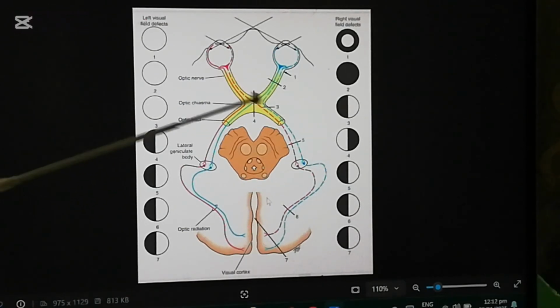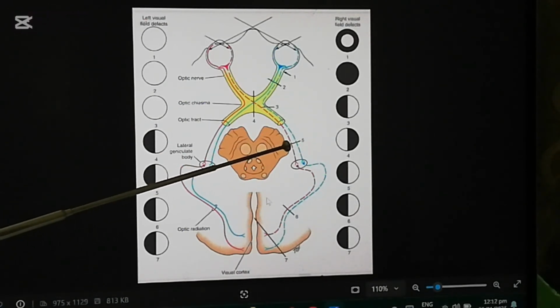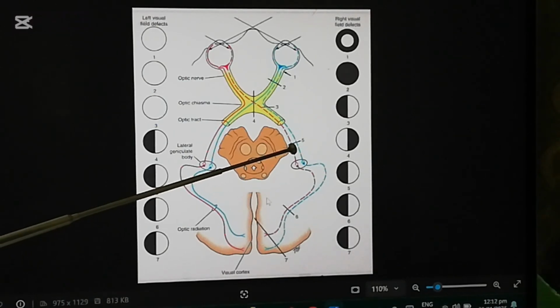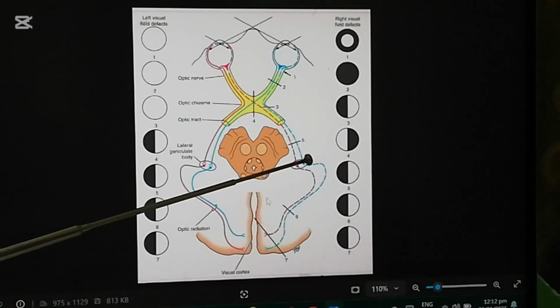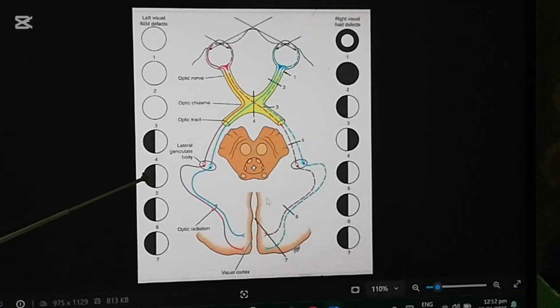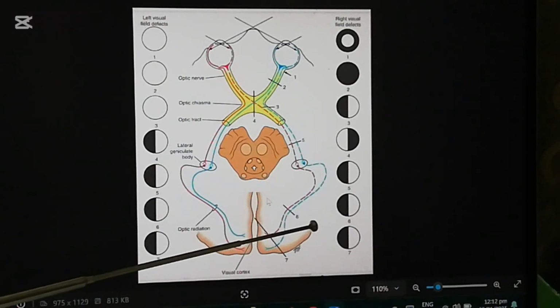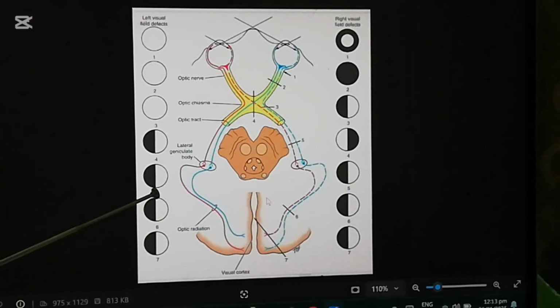Now, if there is a section in this number 5 region, or in the region of the right-sided optic tract, what do we get? We get this left-sided homonymous hemianopia. Again, if there is a cut on the optic radiation, a similar field of vision will be lost. And if we have the visual cortex completely transected, again we get the homonymous hemianopia.